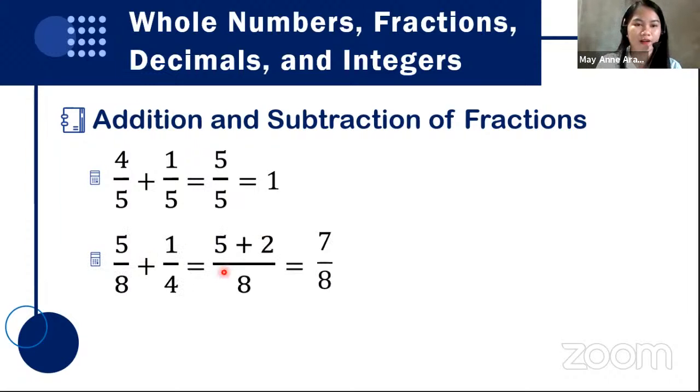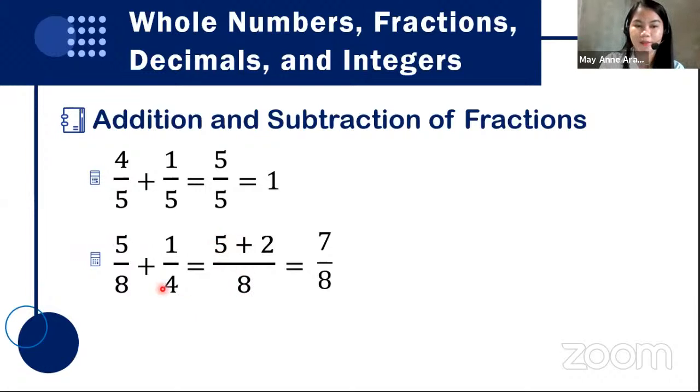Another, we have addition of dissimilar or unlike fractions. The first thing you need to do here is to get the least common denominator. So the least number that can be divided by both 8 and 4 at the same time. Here, the LCD or the least common denominator is 8. So 8 divided by 8 is 1. 1 times 5 is 5.